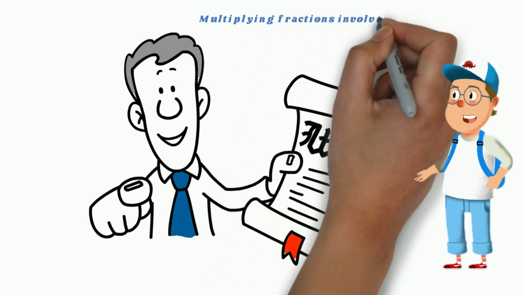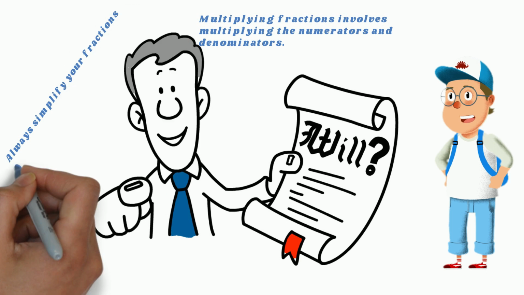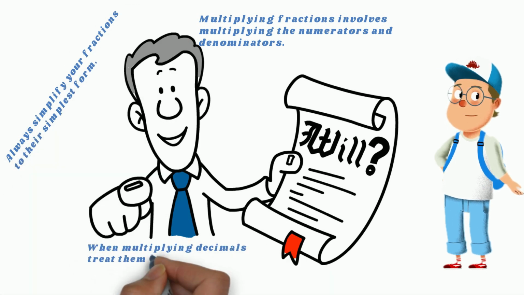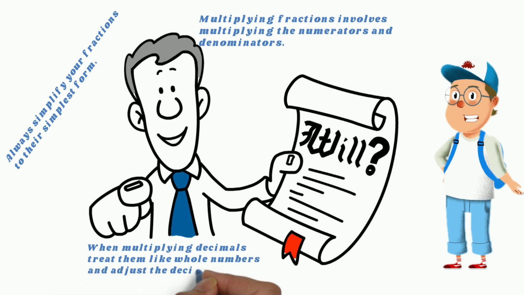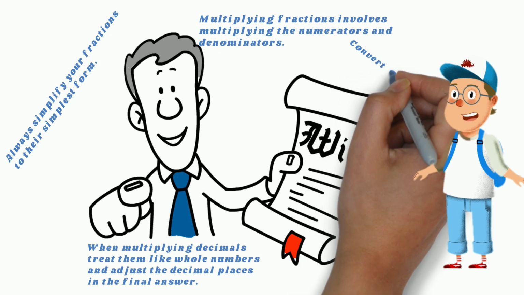Multiplying fractions involves multiplying the numerators and denominators. Always simplify your fractions to their simplest form. When multiplying decimals, treat them like whole numbers and adjust the decimal places in the final answer. Convert mixed numbers to improper fractions before multiplying.